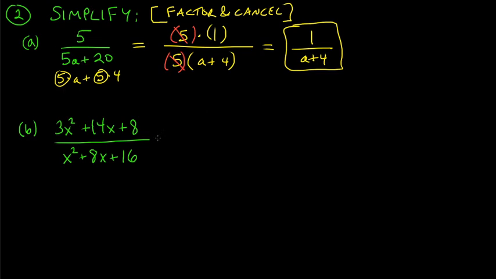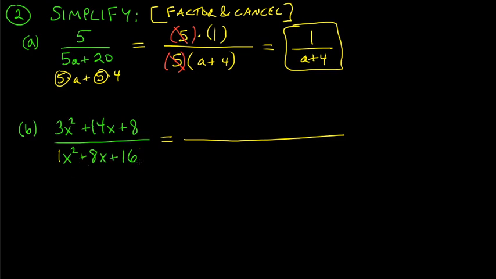Let's go on to part B, which is not quite as simple. So the hard part here, of course, is to factor everything. And I'm going to do the denominator first because it's a little bit easier, because a is 1 here. And we just need two numbers that multiply to 16 and add to 8.